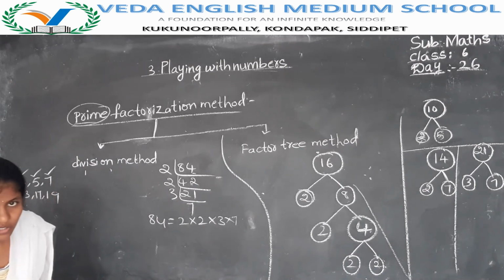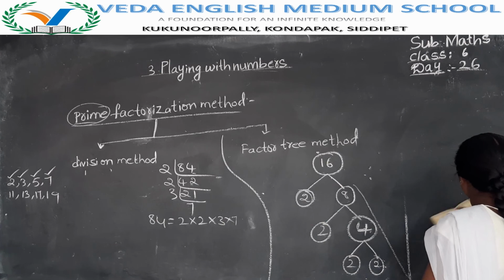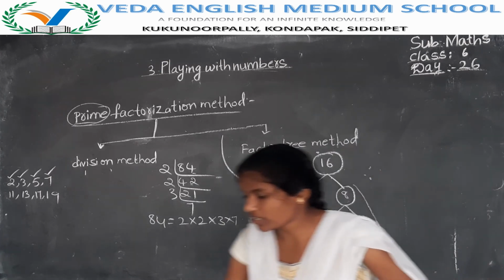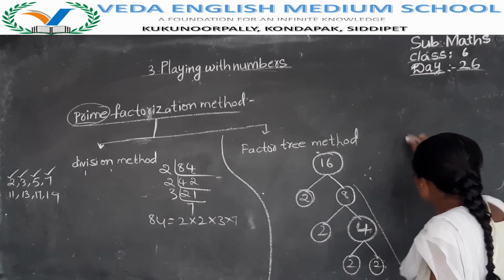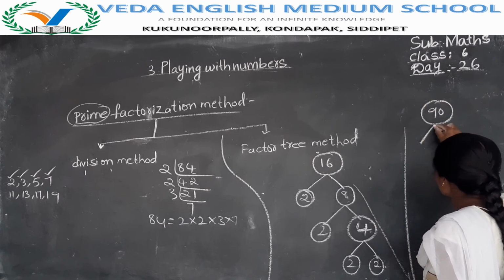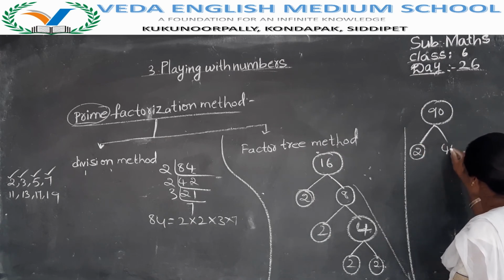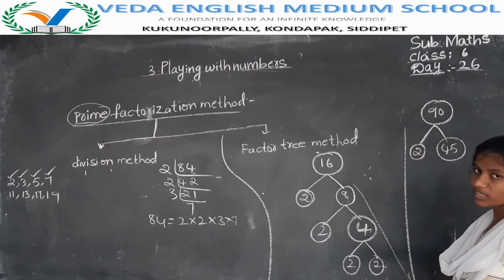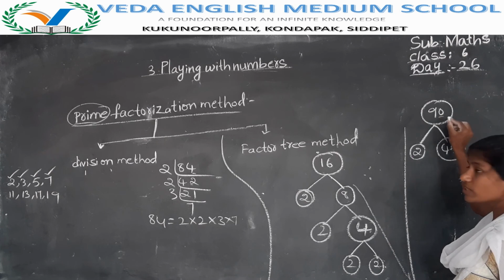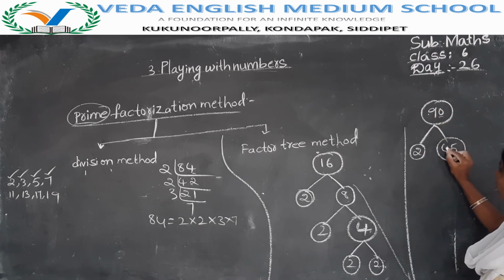Next, like this you have to find in division method. Then factor tree method. In factor tree method we will take one larger number. We will take 90 here. Find it by the factor tree method. Is 90 divisible by 2? Yes, that is divisible, because in the ones place we have 0. If we have 0, then the number is exactly divisible by 2. Then that is 2 45s are 90.